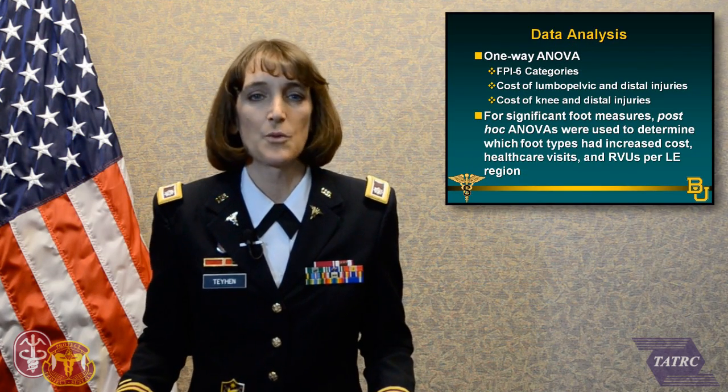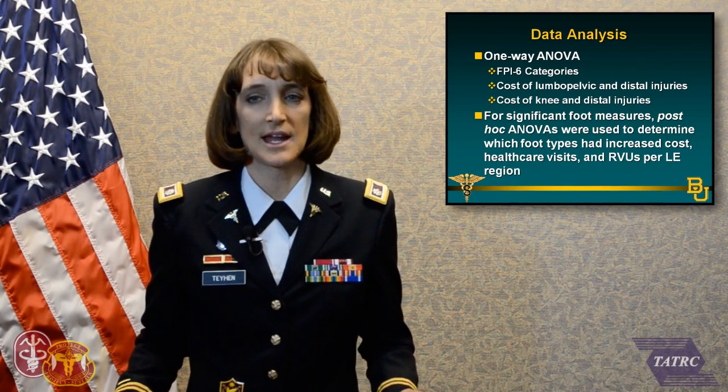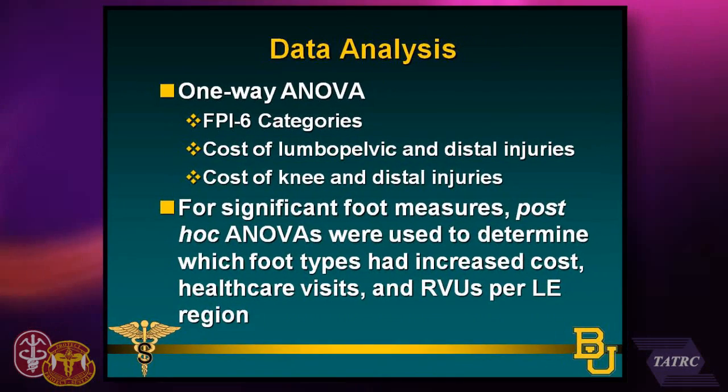Our analysis was a one-way ANOVA, looking at the foot posture index categories for foot type, the cost of lumbopelvic and distal injuries, and because there might be a greater association with foot type in just knee and distal injuries, we also looked at it that way. For those that had significant ANOVA, we did post hoc analysis where we determined which foot type had the increased cost, healthcare visits, RVUs, and which lower extremity region.